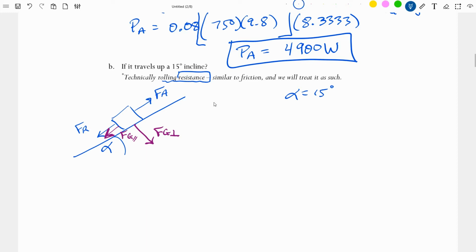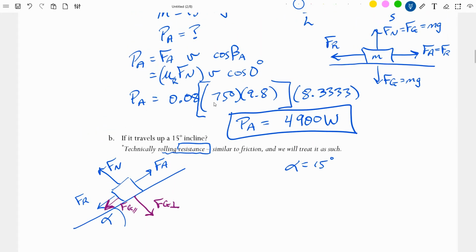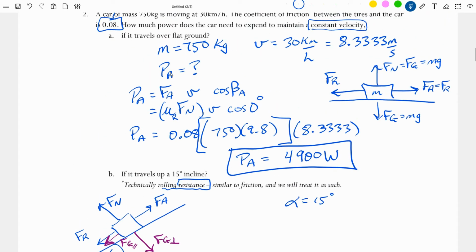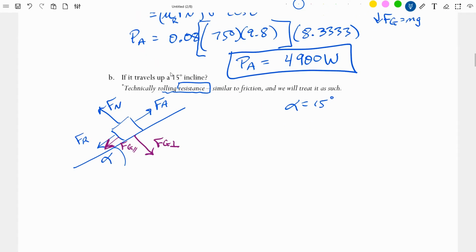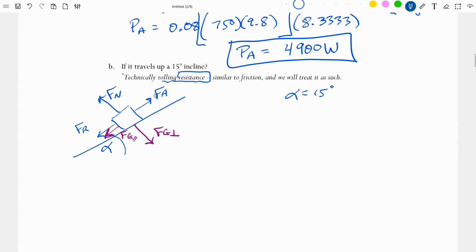So what else is there? Well, of course, there's this normal force, F normal. Now, ultimately, we're asked to find the exact same thing. We're asked to find the power from the applied force again. The major difference here is that the applied force is no longer equal to the rolling resistance. There is a helper here alongside the rolling resistance.